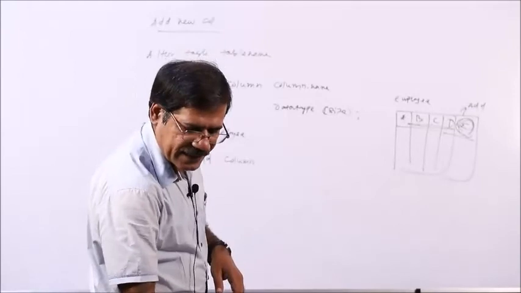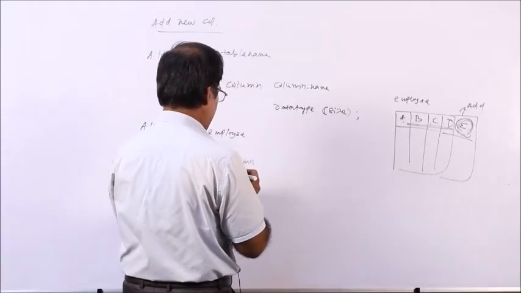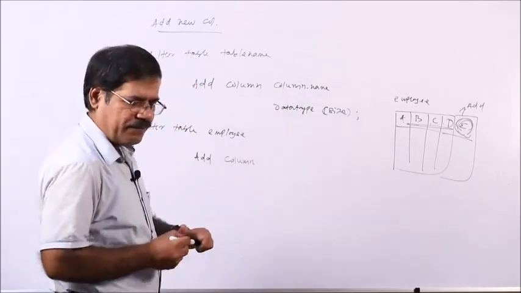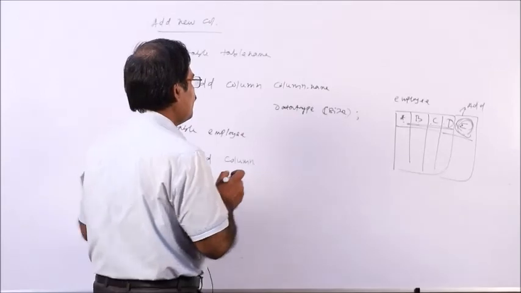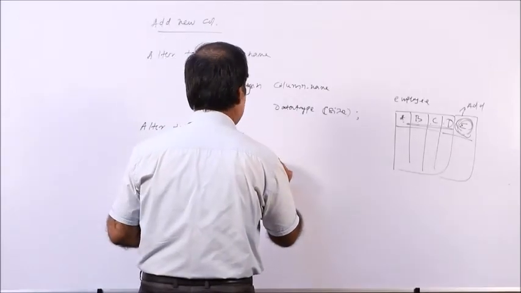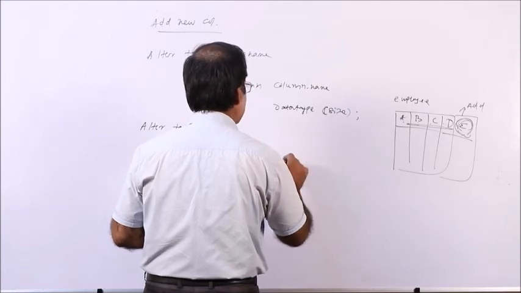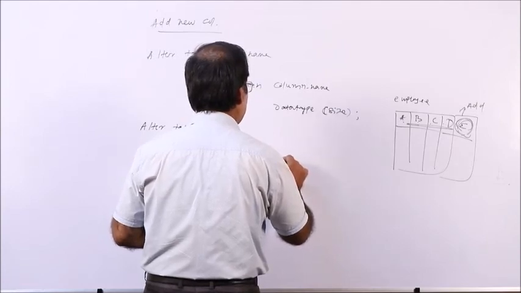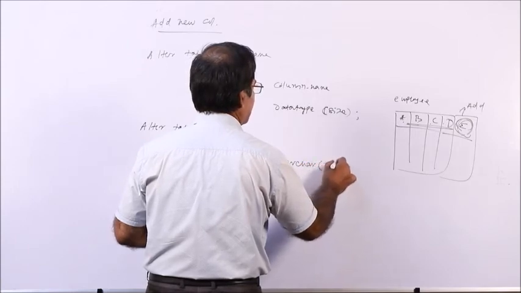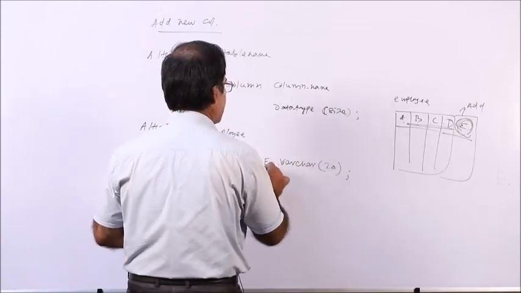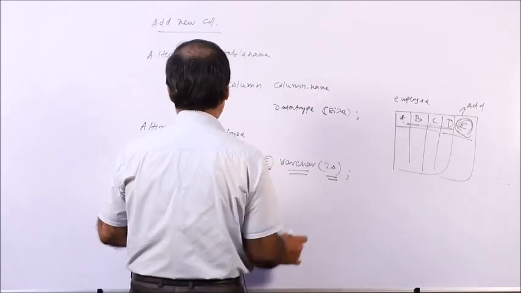So, add a new column. Add column, you provide the column name. So, what is the column name? Add column, the column name is suppose E. What is the data type? The data type is whatever you declare, let it be varchar. What is the size? Let it be 20. So, this is the column name, the data type, and the size.